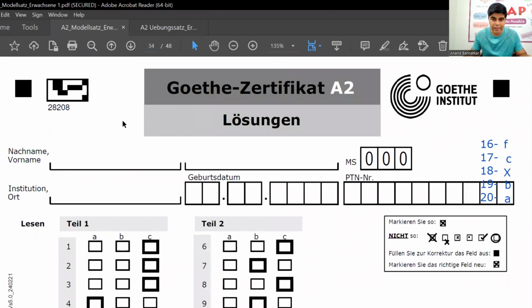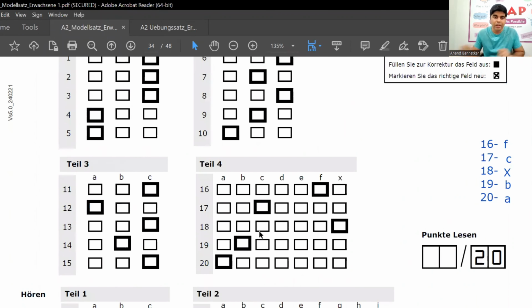Here you go, Teil 4. 16 F, richtig. 17 C, richtig. 18 X, correct. 19 B und 20 A. So our answers are correct. Now I will show you your question paper.